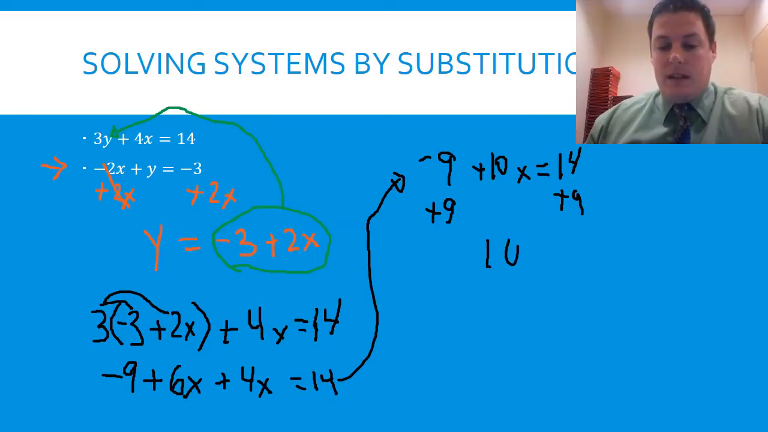So now I have 10x. 14 plus 9 is 23. Just 10x equals 23. Divide both sides by 10 to get x by itself. X equals 2.3.